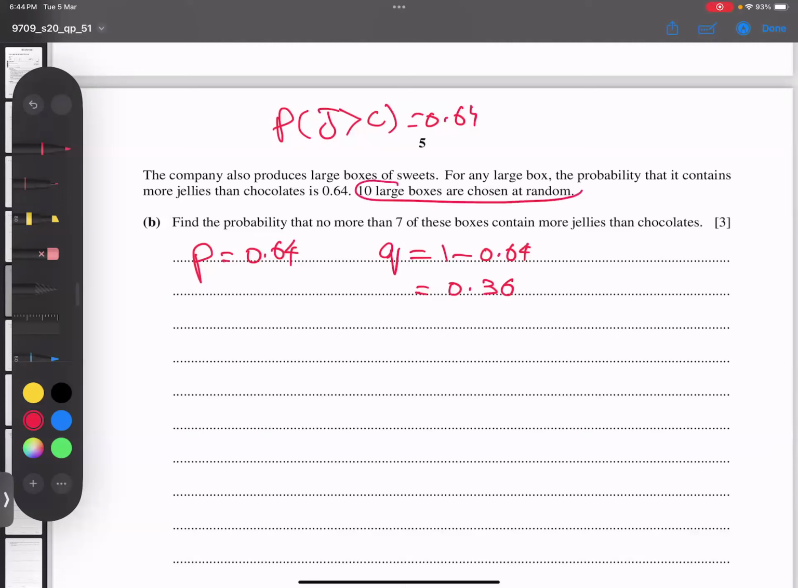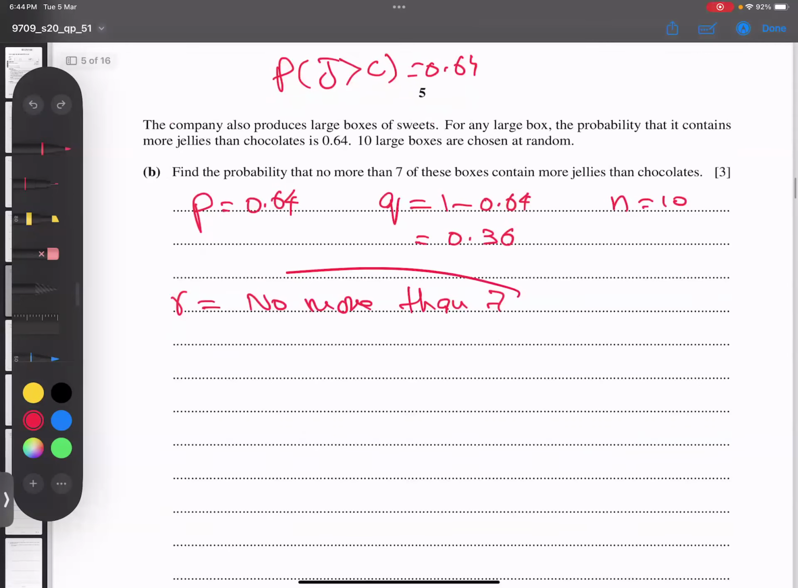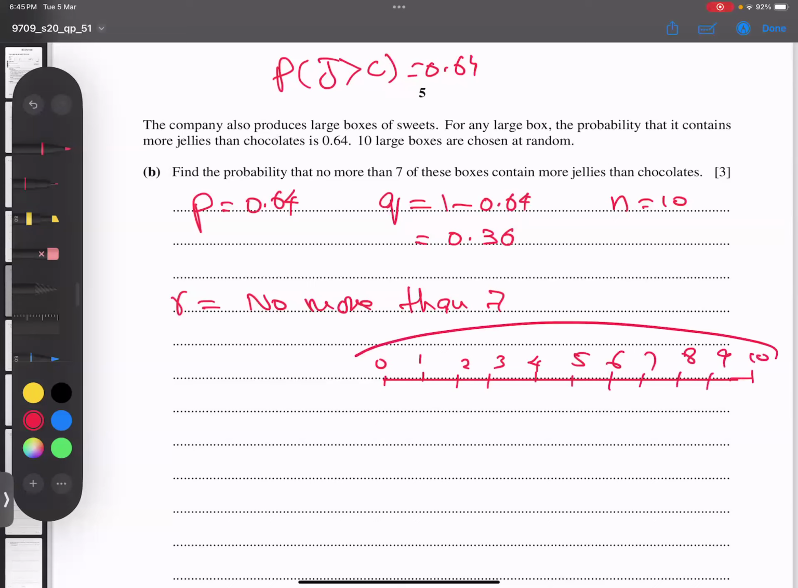And now he said 10 large boxes are randomly chosen. So N is 10. But he said that out of 10, no more than 7. I tell R, no more than 7. Okay, no more than 7 out of 10 boxes contain more jellies than chocolate. So how do we get this? No more than 7. I always give this idea: 0, 1, 2, 3, 4, 5, 6, 7, 8, 9, and 10. Because 10 boxes are there. That is why he said no more than 7.